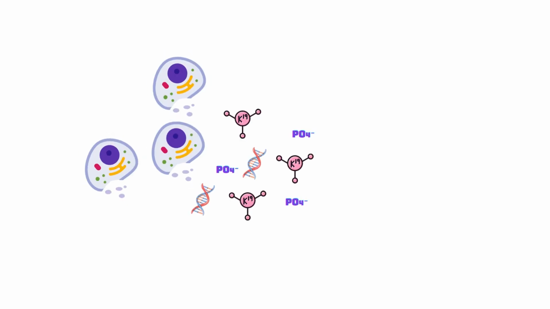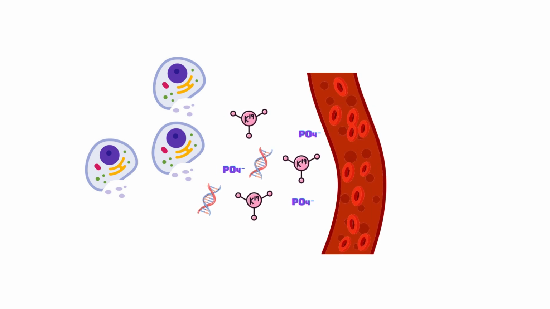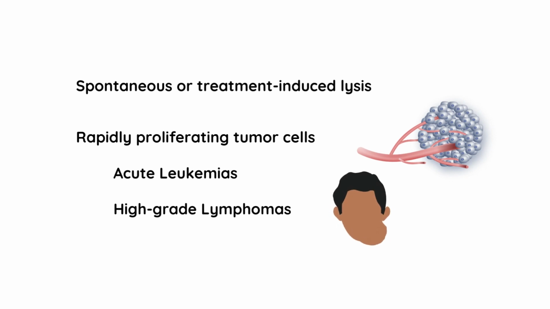Hello, today we will talk about tumor lysis syndrome, an oncological emergency. Tumor lysis syndrome is a clinical entity caused by excessive release of intracellular metabolites into the bloodstream as a result of excessive destruction of tumor cells. Spontaneous or treatment-induced lysis can occur in rapidly proliferating tumor cells such as acute leukemias and high-grade lymphomas such as Burkitt's lymphomas.